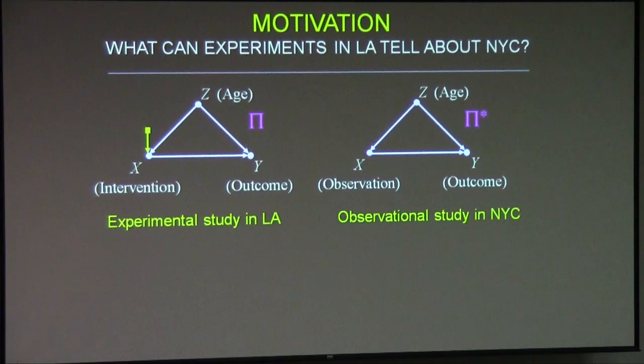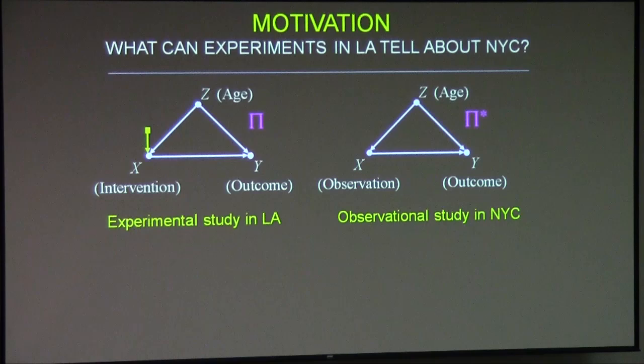Here's an example. You conduct experiments in Los Angeles. You do an intervention. You spend $1.5 million of your grant on a randomized experiment on the drug and look at the outcome. Then you go to New York City. Your grant has no more money. All you can do is pick up the telephone and call people and say, have you used the drug? What's the outcome? And so you cannot conduct experiments in New York City, but you want some of the results that you've taken in Los Angeles to be useful to you in New York. How can you transfer from here to here?